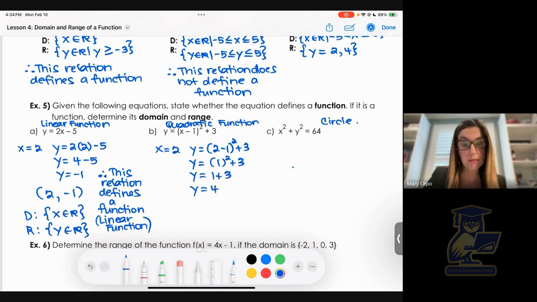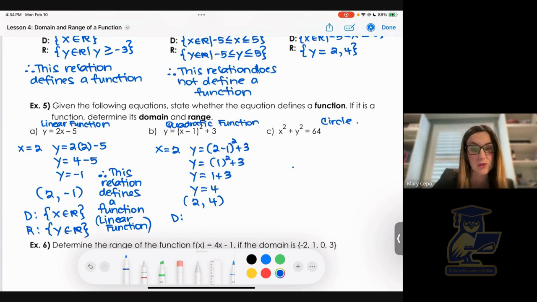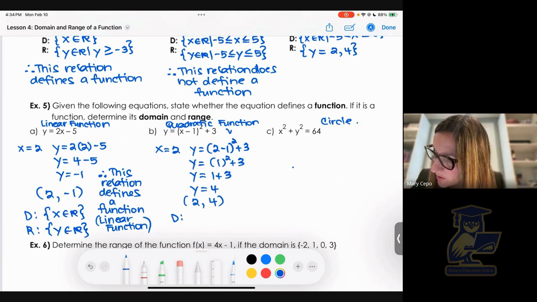So again, you notice we subbed in a value of x and we only got one answer for y. So in this case, when x was 2 input, my output was 4. We do have to remember something special about the quadratic function, just like when we had the graph. The vertex is the key. So in this case, my vertex is 1 and 3.